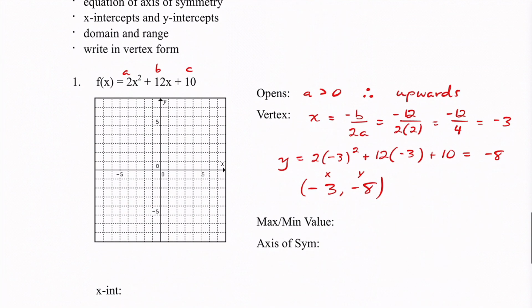Next we have the max or min value. Now we had said up top here that it's going to point upwards because A was positive. So if it points upwards, that means it's only going to go as low as this point, and then everything else is going to be above that. So it's going to have a minimum point, and where that occurs is this y value. So it happens at y equals negative 8. The axis of symmetry is always just x equals and then the p, and this is the p. So our axis of symmetry is x equals negative 3.